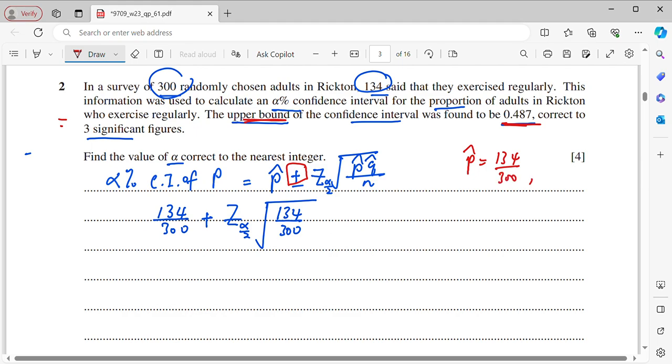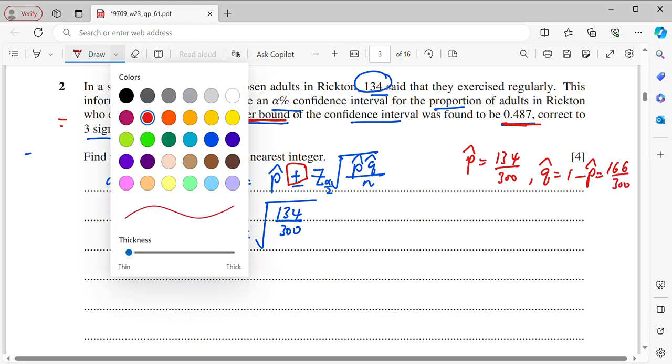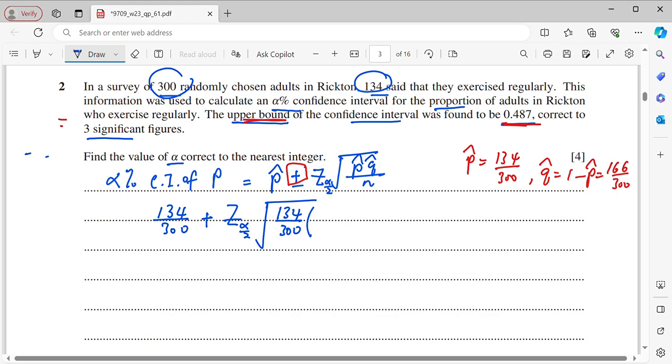Okay, then the q hat is 1 minus p hat. So when you calculate this value, it should be 166 over 300. So that's the p hat's value. That's the q hat's value. So here I will write 166 over 300, then divided by 300. Okay, and this is going to give you the upper bound of 0.487.